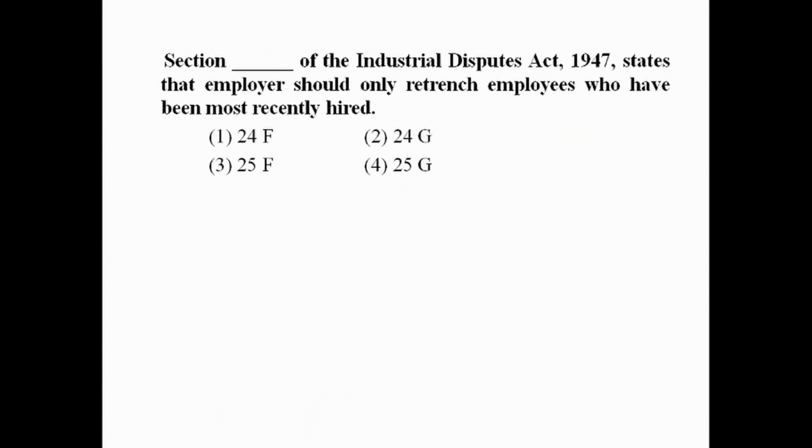Next question. Section dash of the Industrial Disputes Act 1947 states that an employer should only retrench employees who have been most recently hired. Options: option 1, section 24F. Option 2, section 24G. Option 3, section 25F. And option 4, section 25G. The answer is option 4, section 25G.